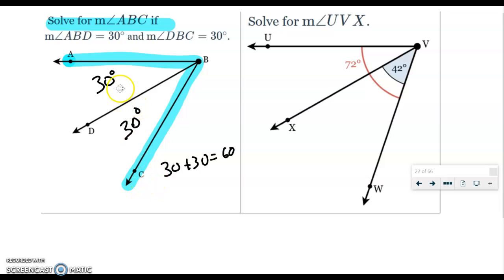So it's kind of obvious. You take the 30 and add it with 30, and you get 60. So the measurement of angle ABC is 60 degrees.